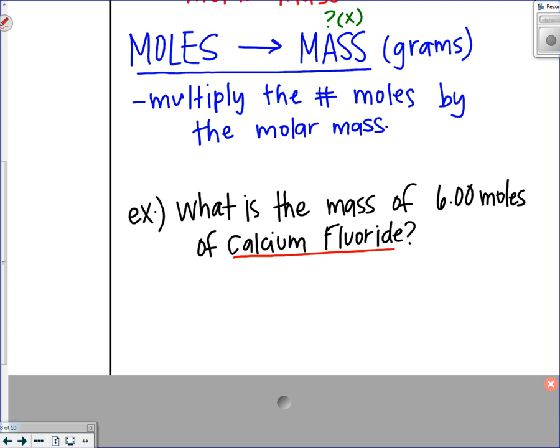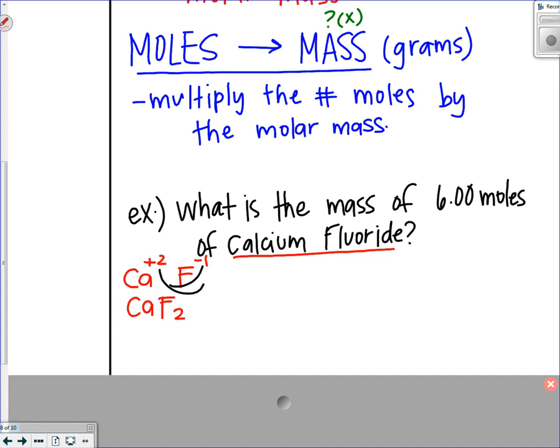Jogging your memory back 2 chapters, if you look on your periodic table, calcium is a metal and fluorine is a nonmetal, so that's going to form an ionic bond. To come up with the formula of an ionic compound, we use the crisscross method. We need to figure out calcium's and fluorine's individual charges. Calcium is +2. Fluorine is -1. When I crisscross those charges, we get CaF2.